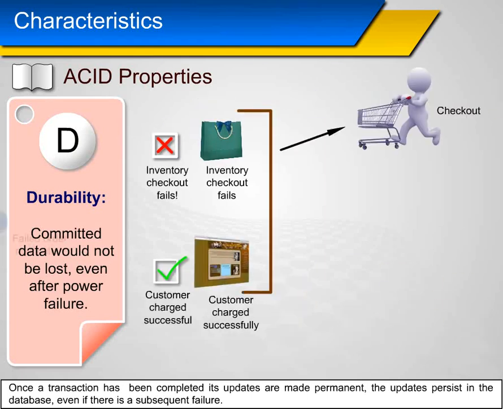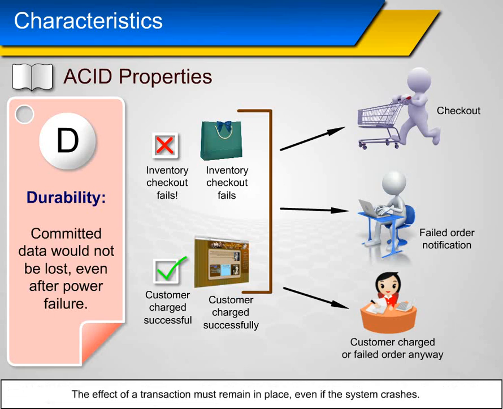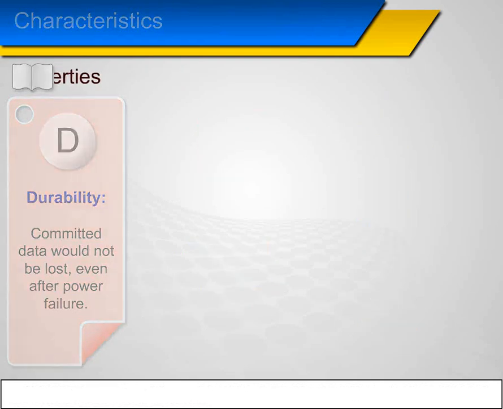Durability: once a transaction has been completed, its updates are made permanent. The updates persist in the database even if there is a subsequent failure. The effect of a transaction must remain in place even if the system crashes.